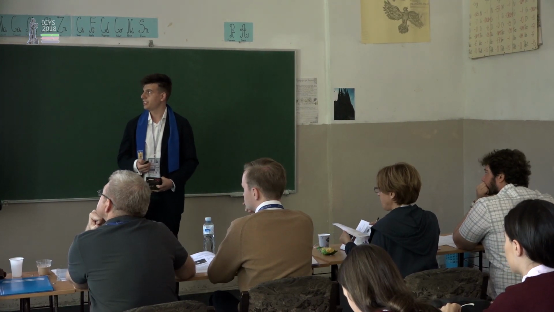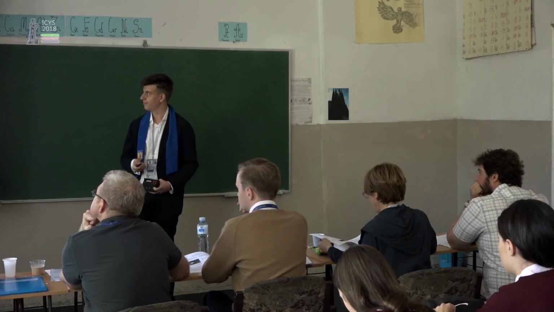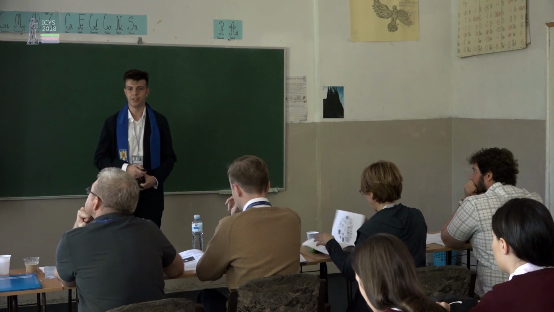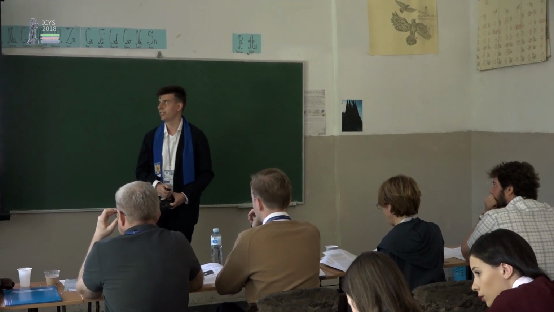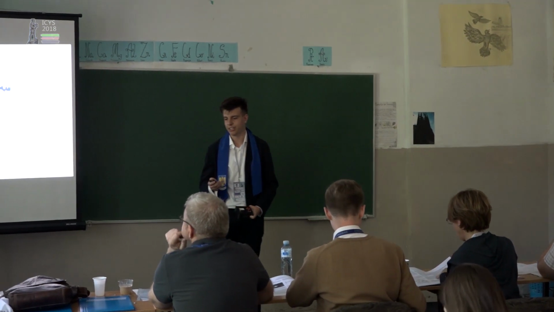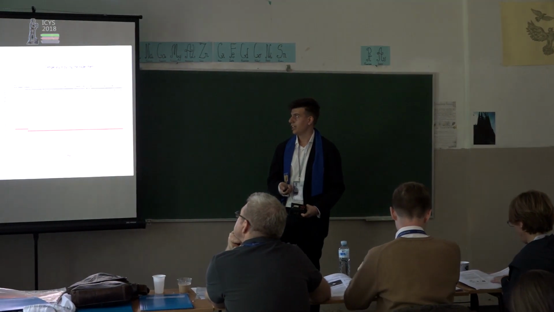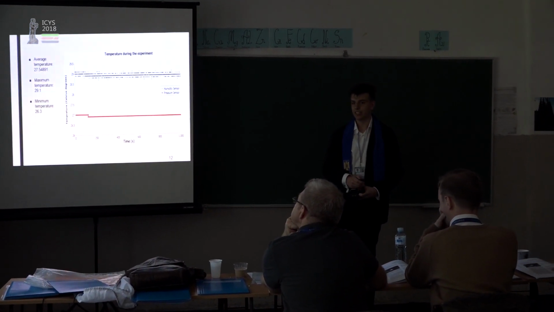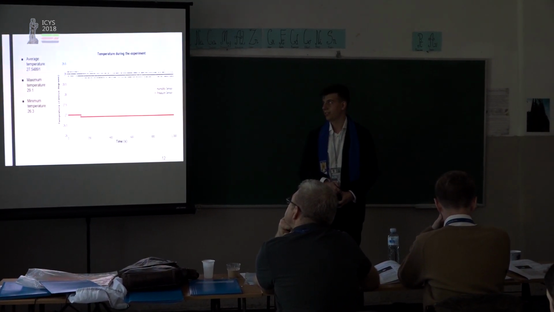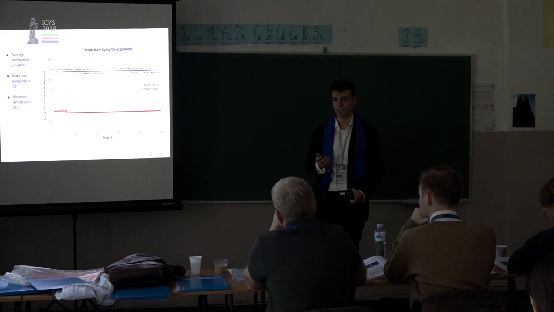And this is a chart of the temperature data which was collected during a normal day in the physics lab. And this is the data we received from the astronauts from the ISS. The average temperature there was 27.54 degrees Celsius.